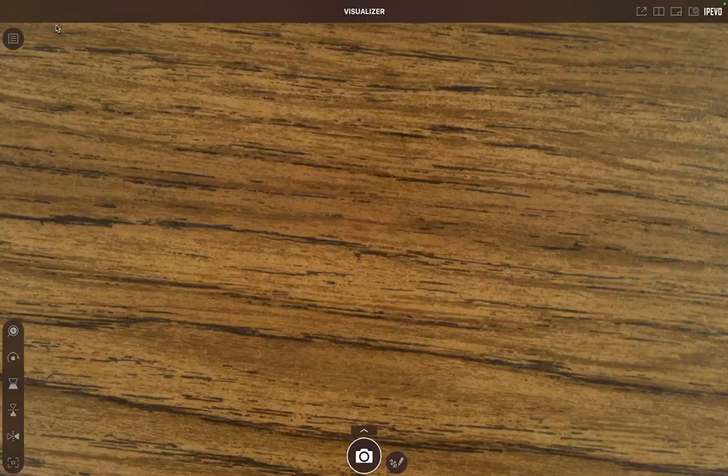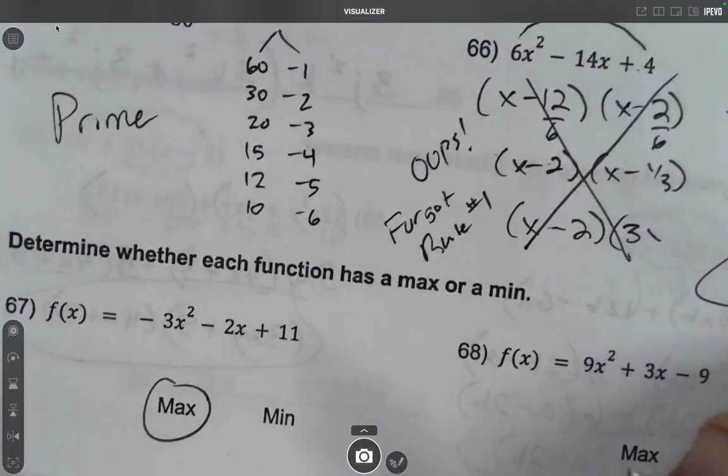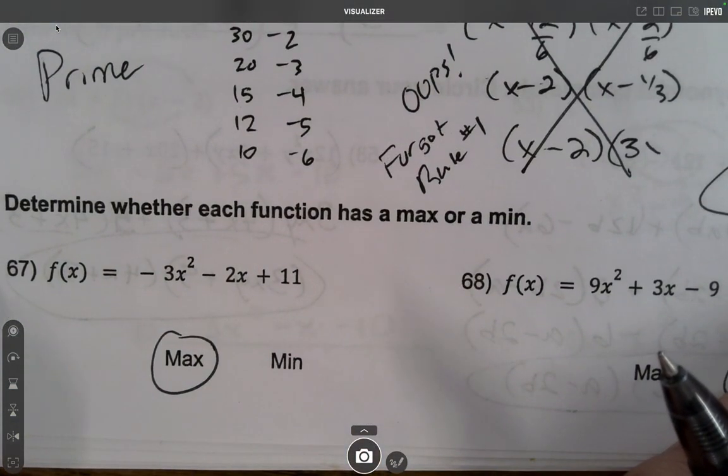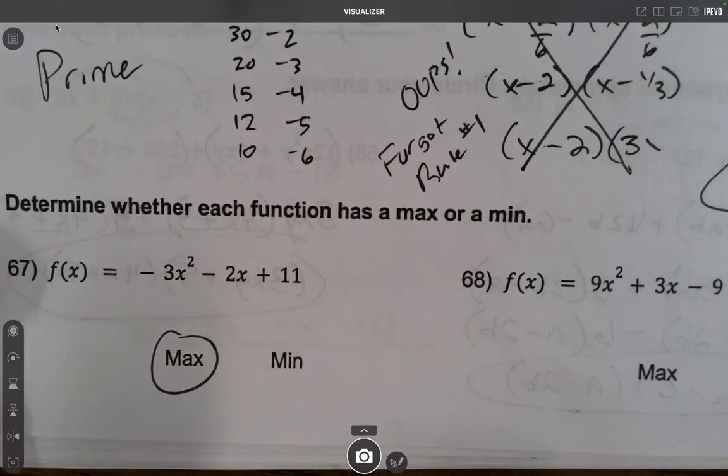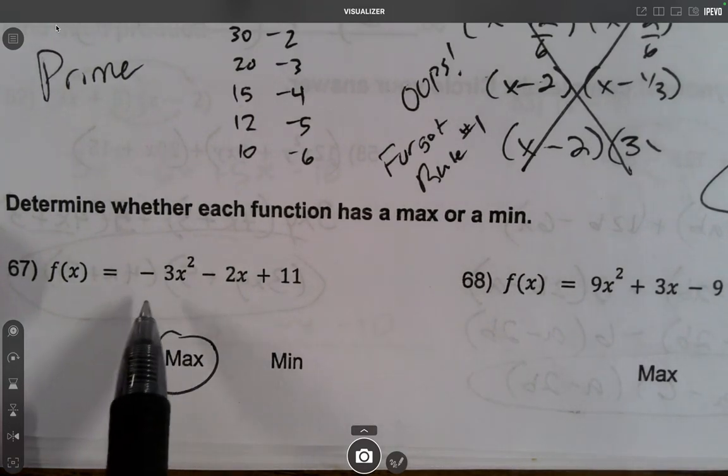And we will now wrap it up with the last 15 questions, something like that. These two should be very straightforward. Determine whether each function has a max or a min. You just look at one place. You look at the coefficient in front of the x squared.